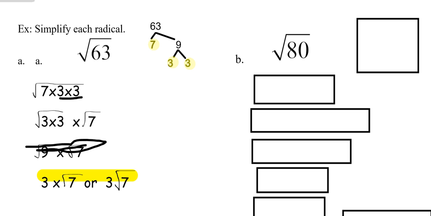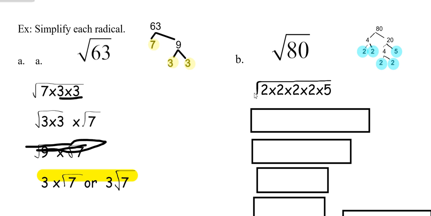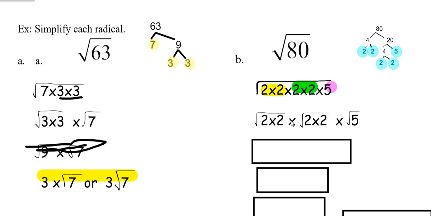Either one is acceptable. For number B, square root of 80, I have 2 times 2 times 2 times 2 times 5 as my prime factors. I'm going to put them all underneath the square root sign and group them in groups of 2. So these 2 can go together, these 2 can go together, and then the 5 is left on its own. And that's okay. So now I have the square root of 2 times 2 times the square root of 2 times 2 times the square root of 5.